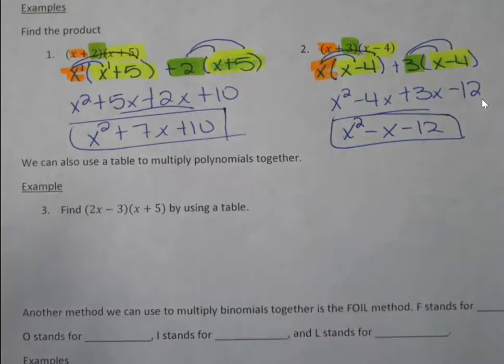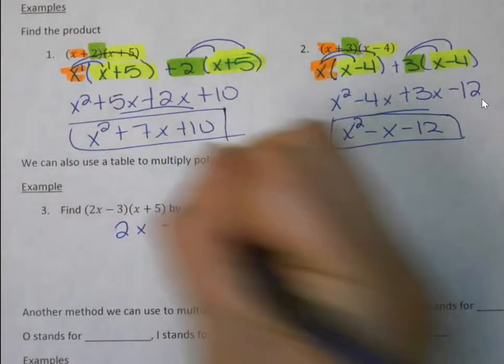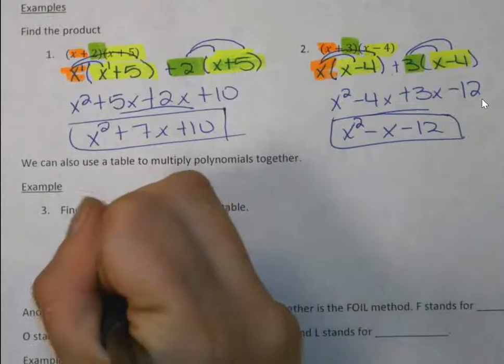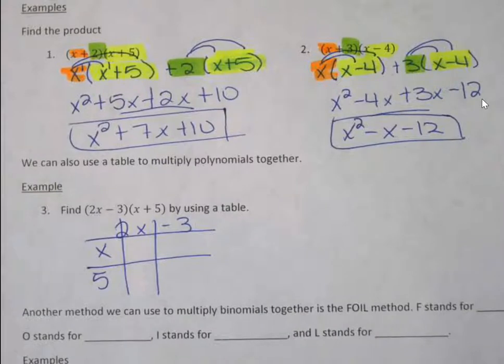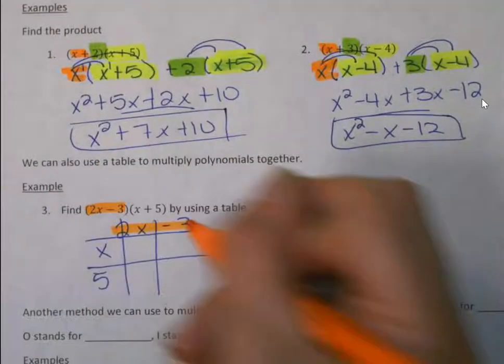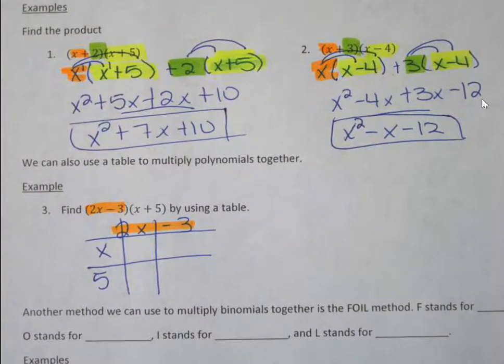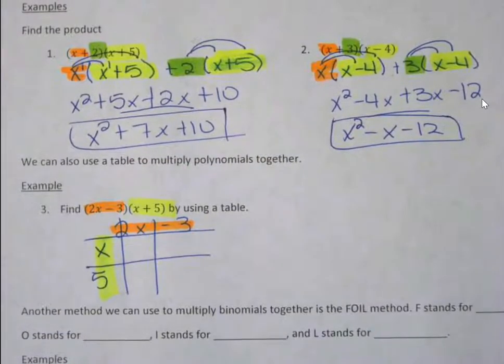Okay, so the next way is called the table method. If you've learned about Punnett squares before, this is kind of like that. You learn about it in science when you're doing hereditary. So what I did was I took the first set of numbers inside the parentheses and wrote it on the top, and then I wrote the second set on the side. I can switch those, order doesn't matter. But each term gets its own square.